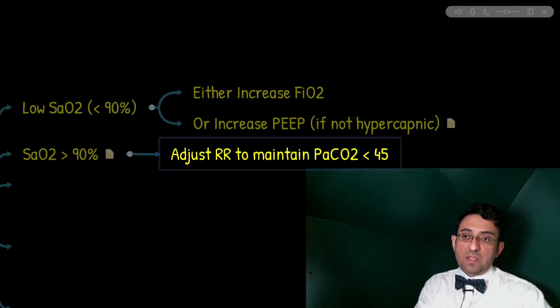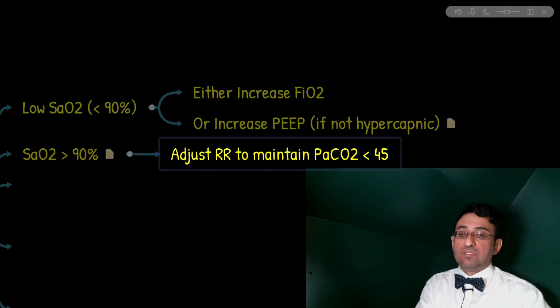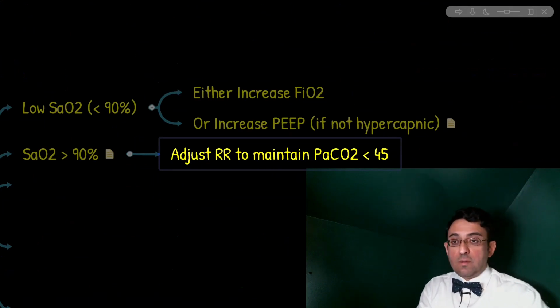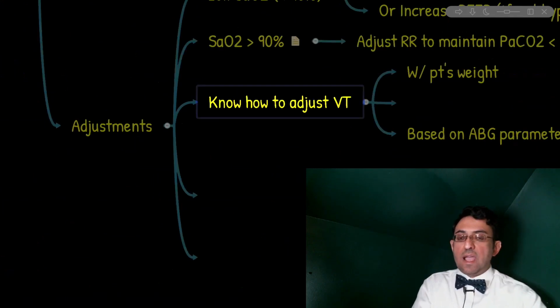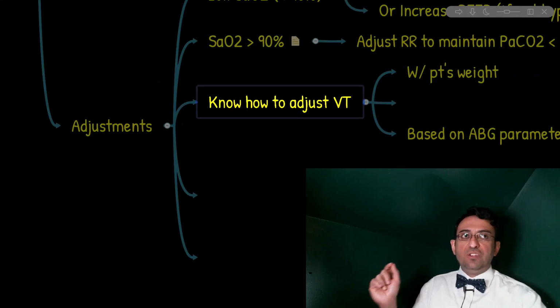If you have patient with respiratory distress and SaO2 is more than 90%, what factors we need to focus on? We need to focus on factors of ventilation, and the first thing to adjust is respiratory rate. What is the target? Target PaCO2 is usually less than 45 millimeter mercury. Now, what factors determines required adjustments for tidal volume? Underlying condition combined with patient weight are the most important initial factors.